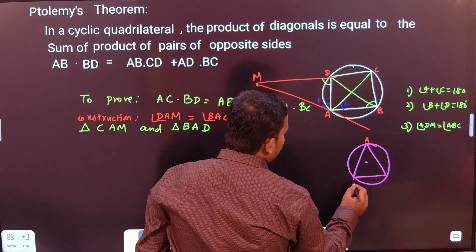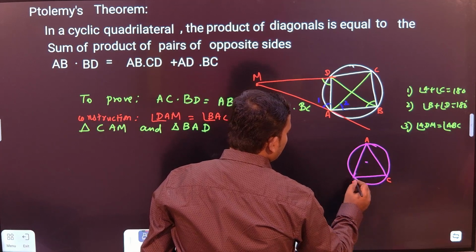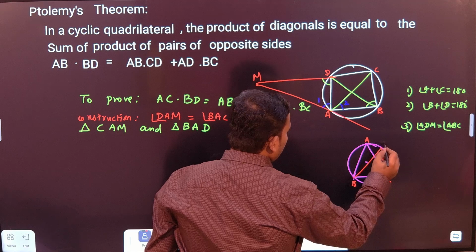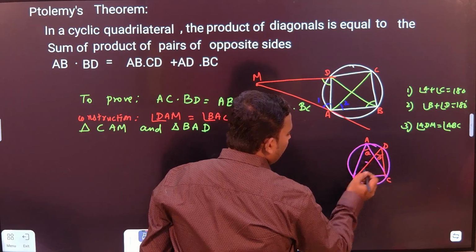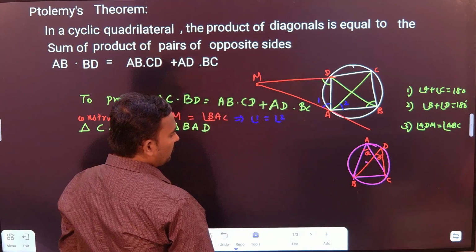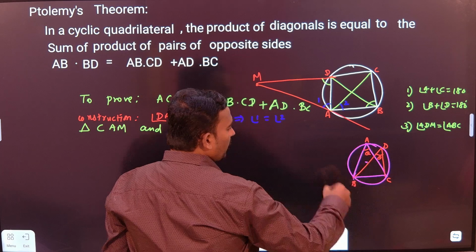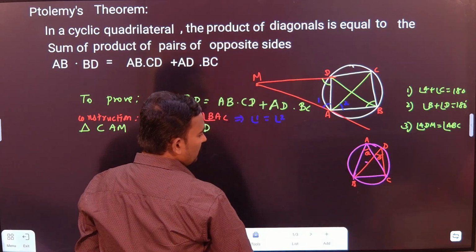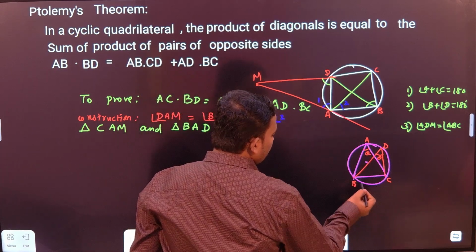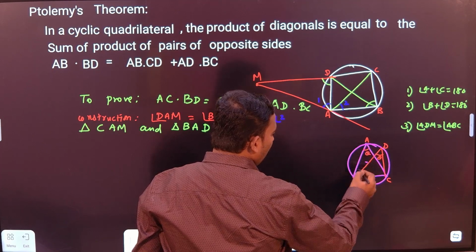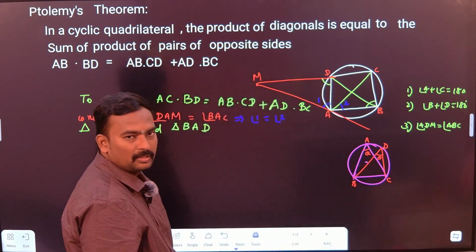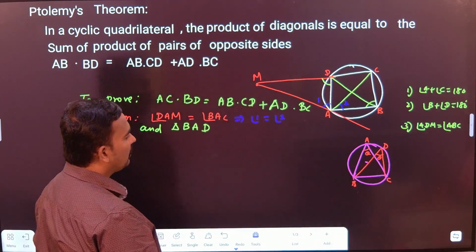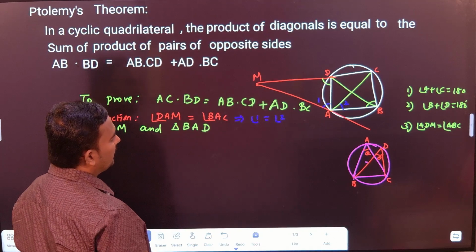This is A, this is B, suppose C here. This is suppose D. These two angles are equal, angles in the same line segment. Because A and D are moving points on the circle, right? So these two triangles are coming from the same base BC. So those angles are equal, angles in the same line segment.